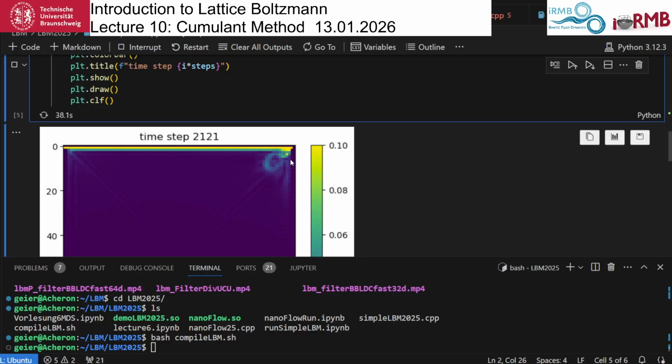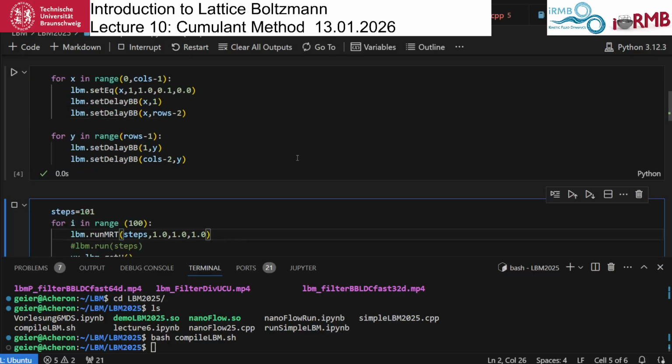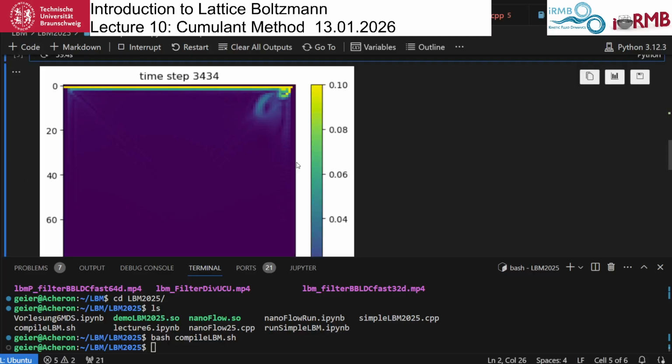Okay. So we have a problem with this singularity. There is a limit to everything. We now have a high velocity. We also have a low viscosity, and we may not have completely correct boundary conditions up there. Anyway, it's on the recording.